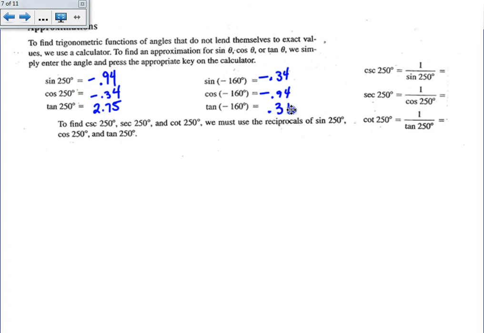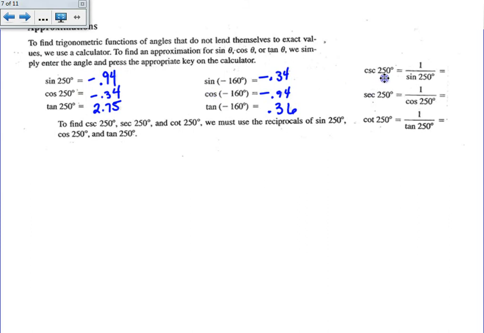Okay. You might notice there's something kind of interesting going on here. The sine of 250 is the same as the cosine of negative 160. And if you were to add those two angles together, kind of strange to have a negative angle, but they are complementary in respect that they add up to 90 degrees. So I don't know if you find that interesting, but okay.